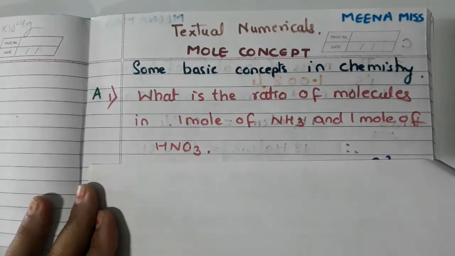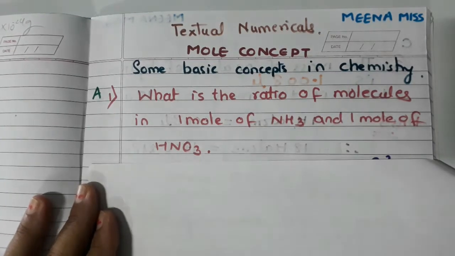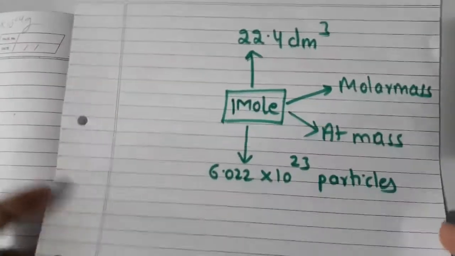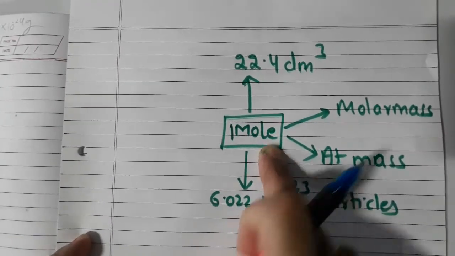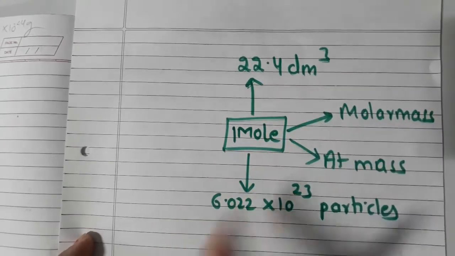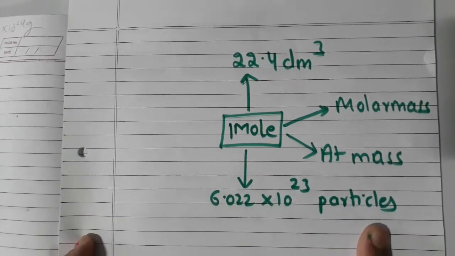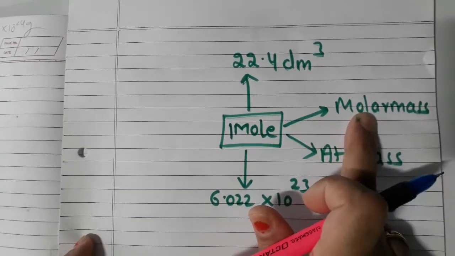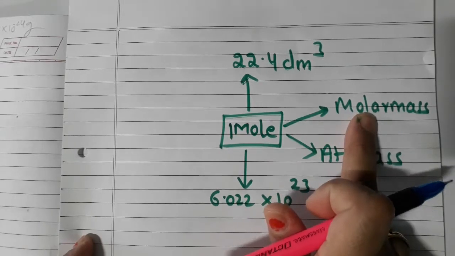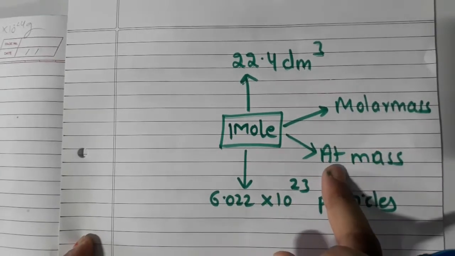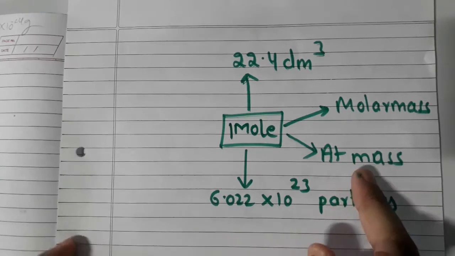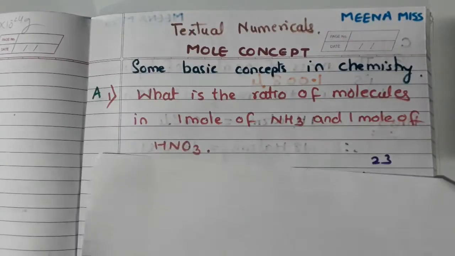So students, in this video we are going to solve numericals based on the mole concept. Now we must remember this: a mole occupies 22.4 decimeter cube volume and carries this many particles. If it is a molecule, its mass is expressed as molar mass, and if it is an atom, its mass is expressed as atomic mass. So here we begin with the first question.